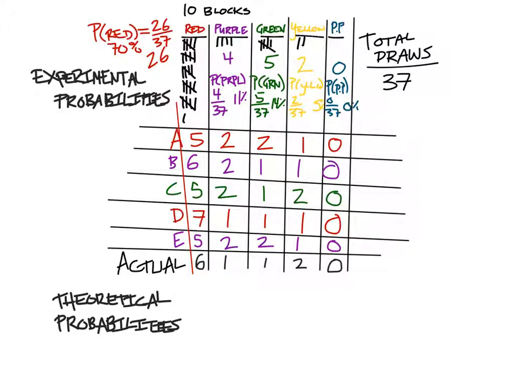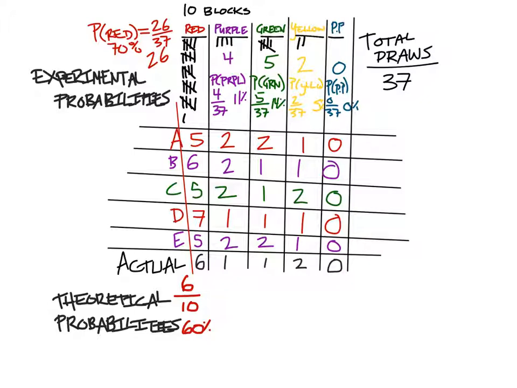So, what is the theoretical probability of drawing red? Well, how many reds were in the basket? 6. Out of how many total? 10 total. Now you could simplify this if you want, but let's look at the percent. If we change this to a percent, you'd get 60%. Bam. So there was a 60% chance of us drawing red, whereas the experimental probability was 70%.